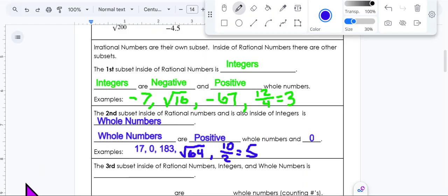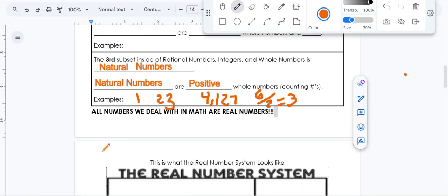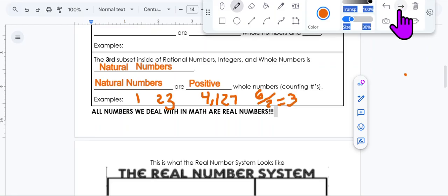Okay? All right, there's one last subset, and that's natural numbers. The third subset inside of rational numbers, integers, and whole numbers is natural numbers. Natural numbers are positive whole numbers, counting numbers. For example, 1, 2, 3, 4, 5, 6, 7, 8, 9, 10, all the way to infinity, positive whole numbers, right? 4,127, 23. Any number that is a positive whole number is a natural number. So remember, natural numbers are also whole numbers. Whole numbers are also integers, and integers are also rational numbers, okay? Because they are inside of each other inside that Venn diagram, okay? But those are natural numbers.